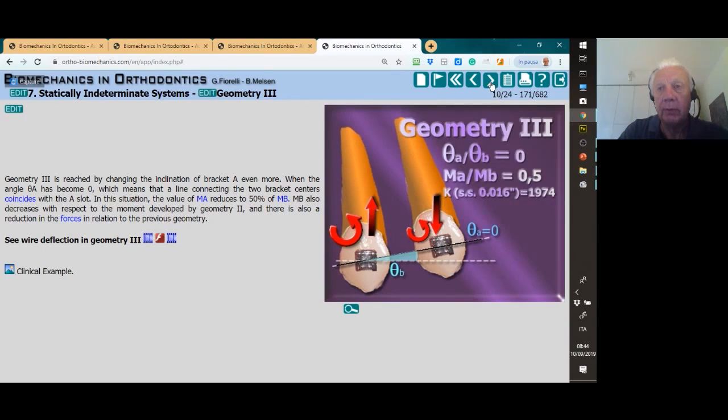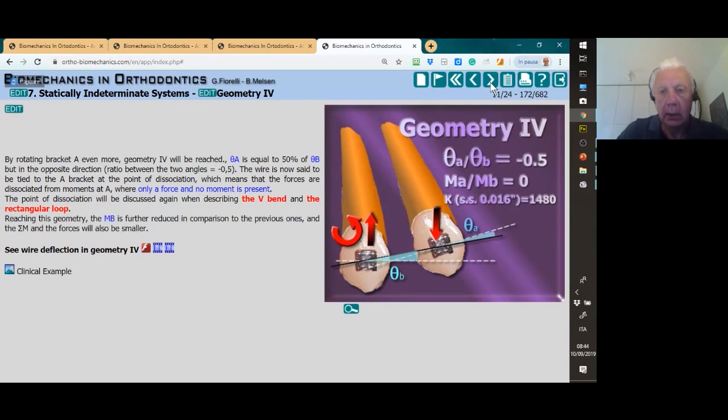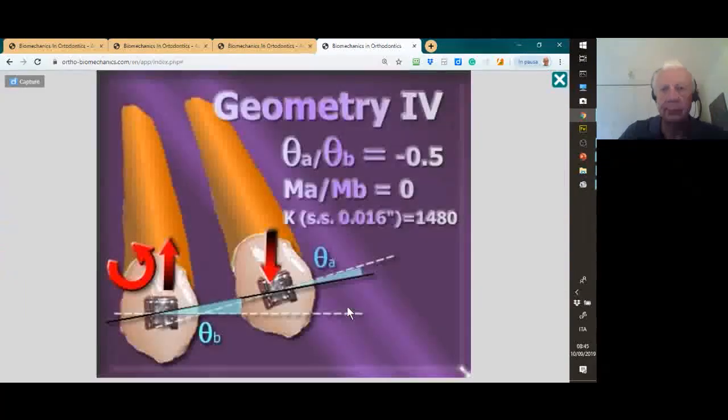Now we go to geometry 4. In geometry 4, we have a special condition again. We have this angle that is now opened in the opposite direction as this one. The ratio between the angles is 0.5. So what does it mean? This angle is not open in this direction as it was before, but now it's open in the opposite direction, and the amount of the angle is 50% of what we have in theta b.